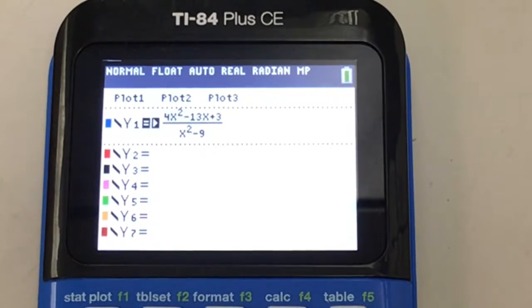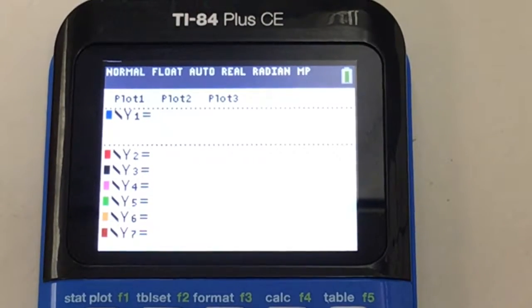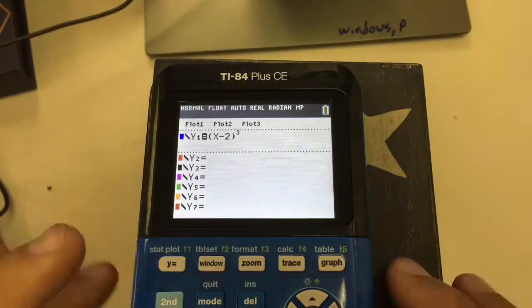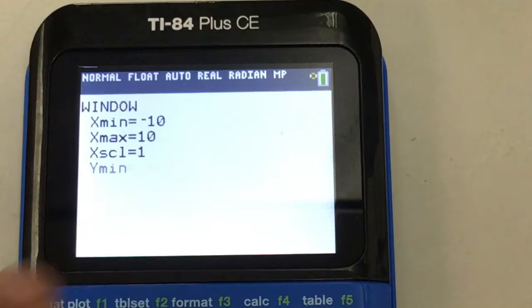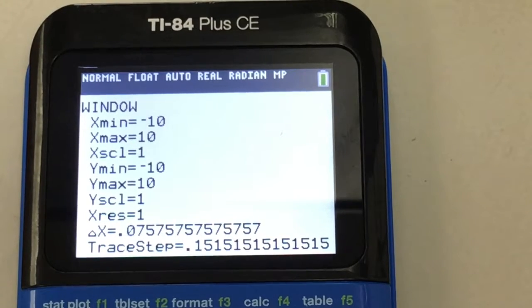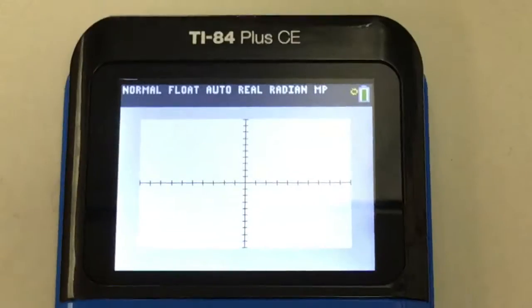Y equals, and clear out that last equation. And I'm going to type in the equation that we were given, which is parentheses. Once I have it typed in, I'm just going to hit graph. But we can set the window. A 10 by 10 window will work for this problem. So I'm just going to hit graph, and it's going to graph that function.